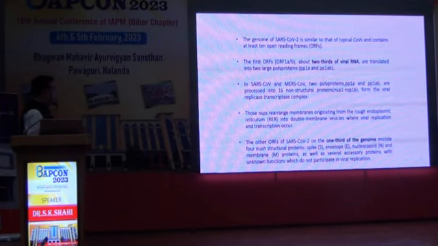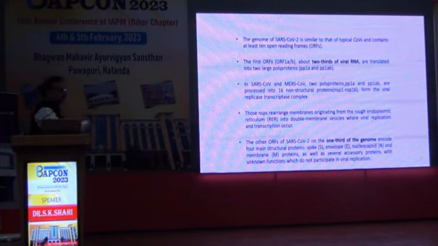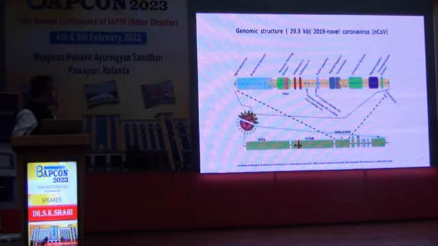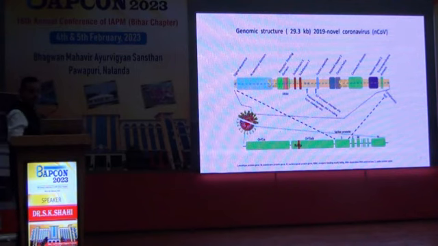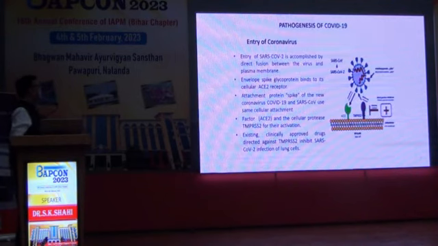And one-third of the genome encodes 4 main structural proteins. From the last slide which I showed you, these are the spike, envelope, nucleocapsid, and membrane, as well as the several accessory proteins with unknown function, which do not participate in viral replication. This is the genomic structure which you are able to see on this slide.